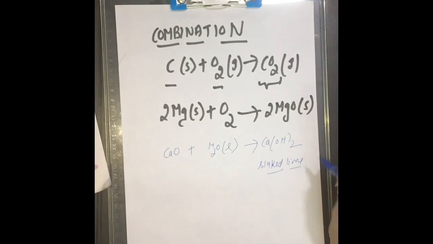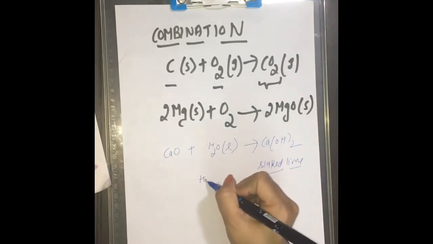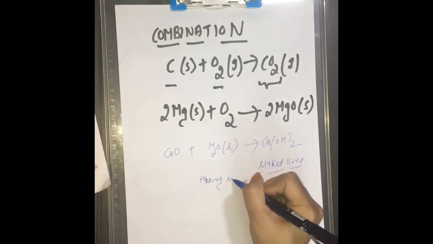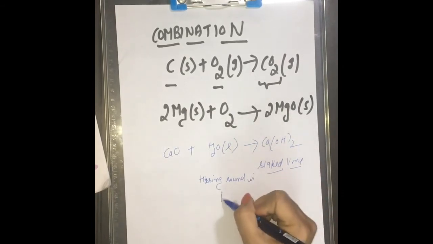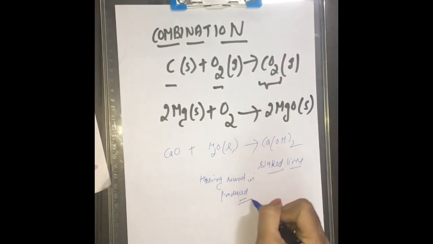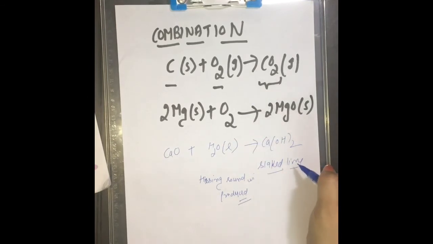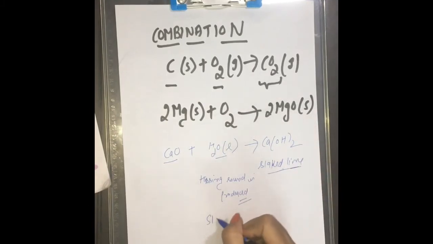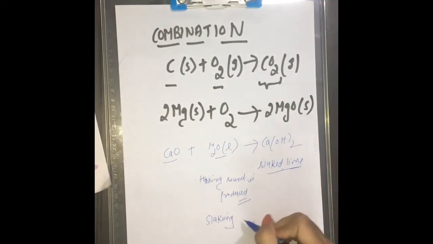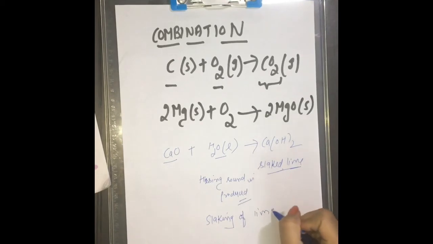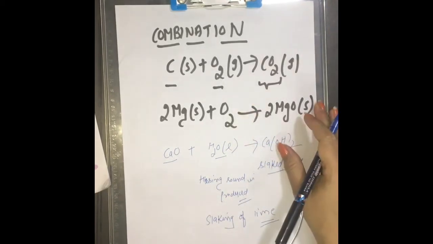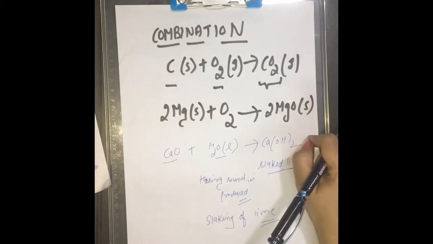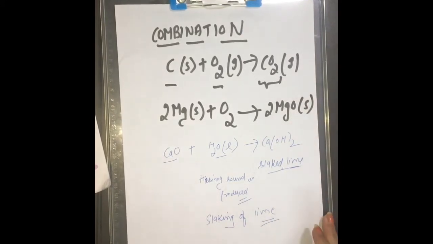What are the observations? First of all, the container or the beaker will turn warm. This is one observation. Second, some hissing sound is produced. That is also another observation for this reaction. So lime combined with water to give slaked lime. The process is also known as slaking of lime. So these are all combination reactions. This is the first category of the types of chemical reaction.